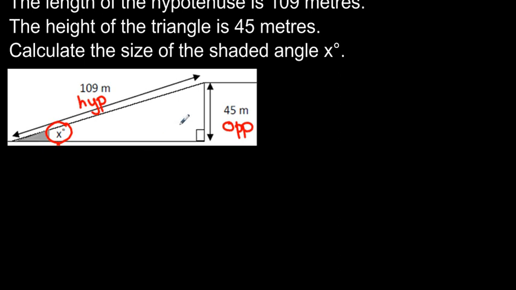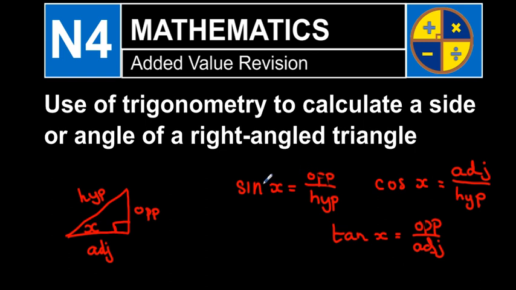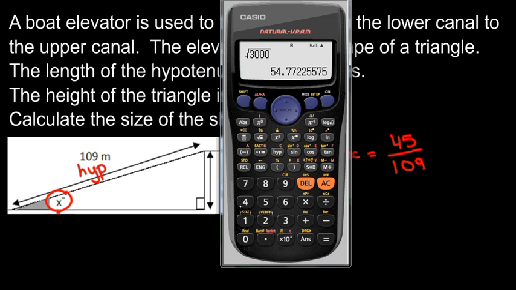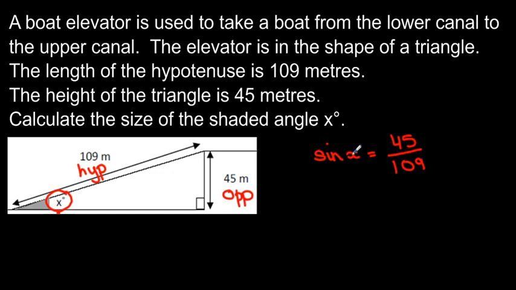So which of my three formulas has the opposite and the hypotenuse in it? Let me go back to them. Sine of x is the opposite divided by the hypotenuse, so that's what we're going to use. So sine x equals the opposite, which is 45, divided by the hypotenuse of 109. If you're using a proper scientific calculator here, then we've got a bit of an easy job. We don't want to work out 45 divided by 109 as a decimal. It is 0.41, and we don't want to round that. We can just use that straight away to find out what x is.